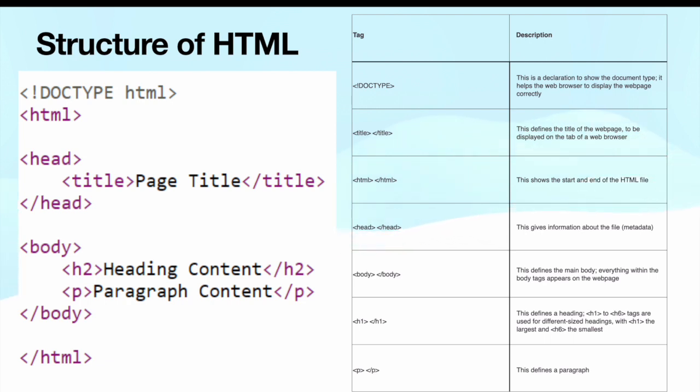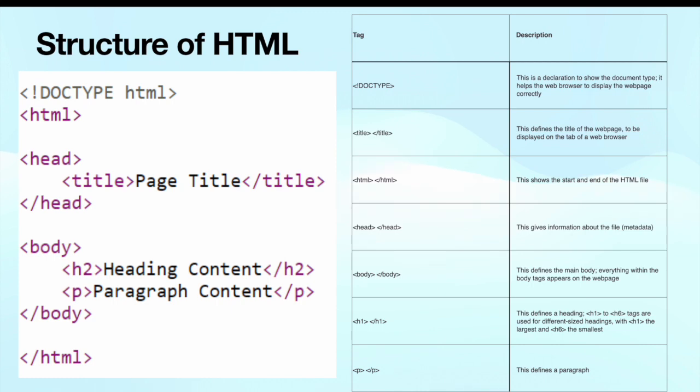And as I explained to you, the p tag defines a paragraph. So this is all about the structure of HTML. This is a basic structure of HTML. There are many things which can be added into your HTML, like different types of bullets, breaking statements, etc., and links.